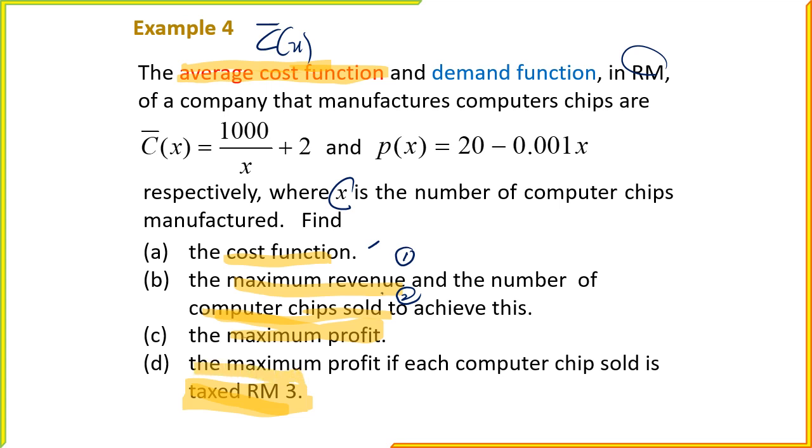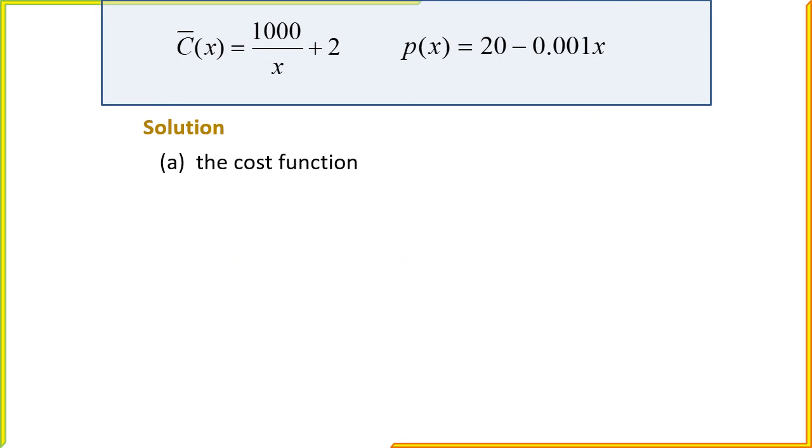How about this one? This is example 3. So let's see the solution together. Okay, so what is the cost function? As I said earlier, the same as example 3, we know that average cost is equal to cost function divided by X.